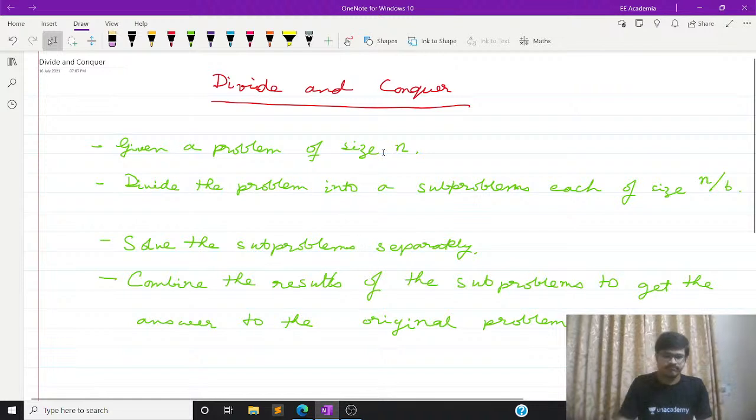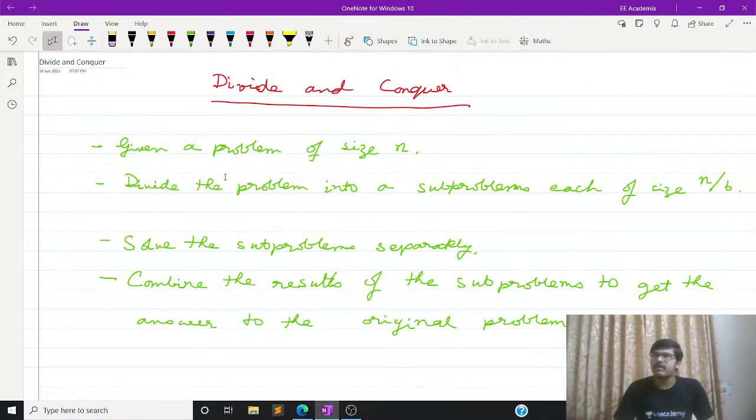Okay, so I will move ahead with this. What we're doing was, we are given a problem of size n.